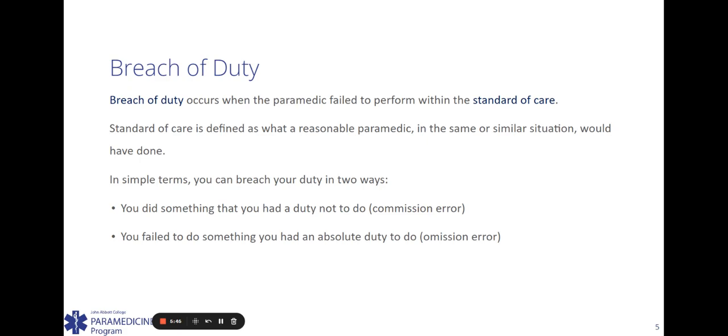Now, the other way a paramedic can breach their duty is an omission error. This occurs when a paramedic fails to do something that they had an absolute duty to do. For example, if a paramedic fails to diagnose a condition that a reasonable paramedic would have diagnosed, they have committed an omission error. Omitting to provide a life-saving treatment would be an omission error. A commission error would be something like giving the wrong medication and then causing some form of damage to the patient.